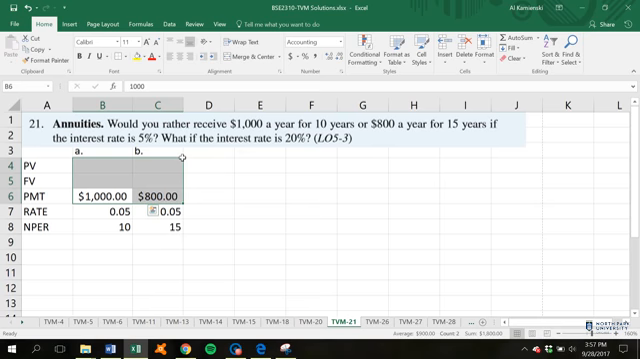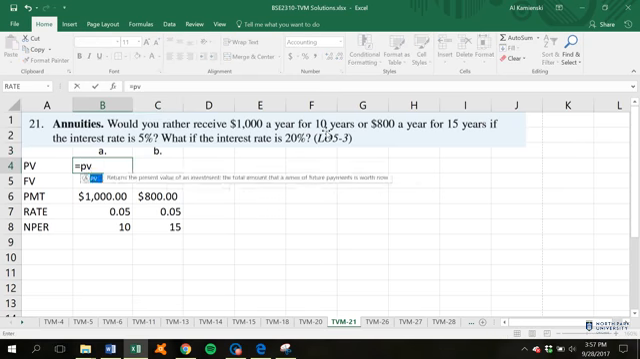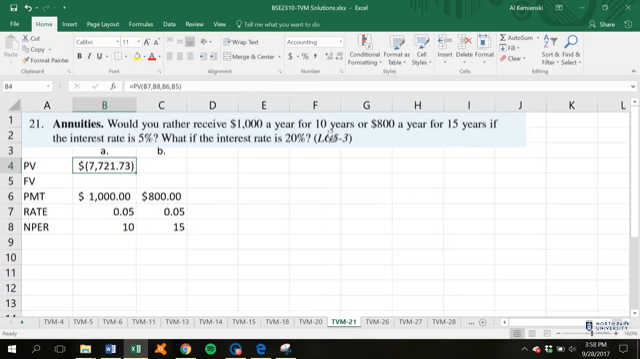And now what we're going to have is a basic present value formula using payment instead of future values, because it's this a year for 10 years. That's our trigger. So equals PV with a rate of 5%, and now number of periods of 10. Payment is this, and there's our answer for the first, and there's our answer for the second.